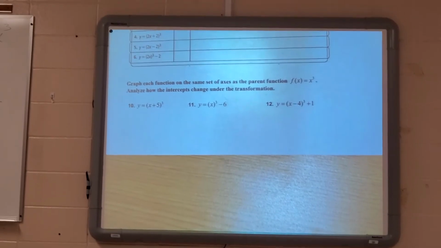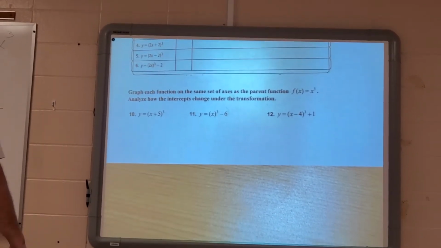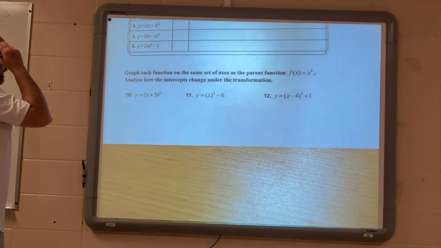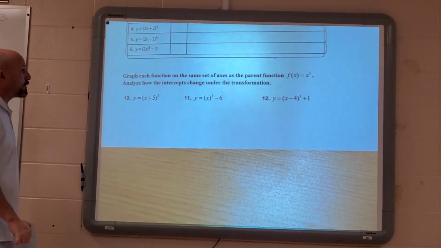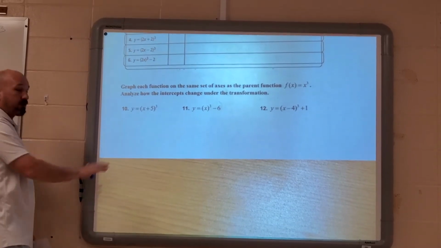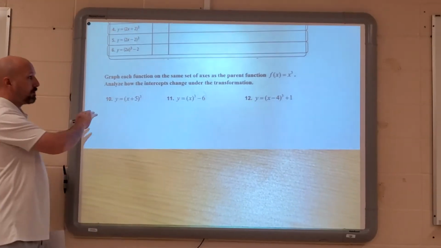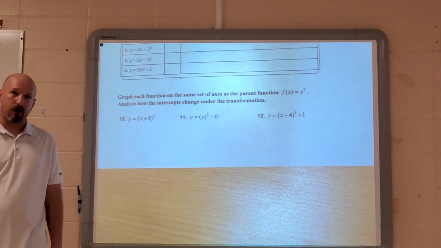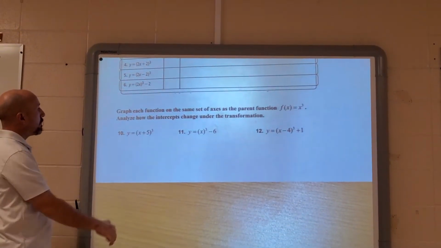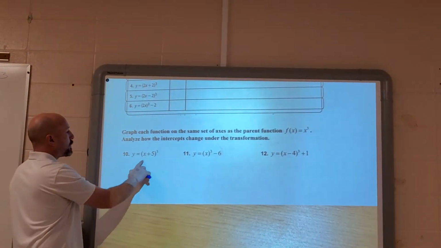Okay, this one says, graph each function on the same set of axes as the parent function. Analyze how the intercepts change under the transformation. Well, you don't have to graph the problem on the paper. Just graph it on your calculator that you download. Okay? What is this transformation going to be?